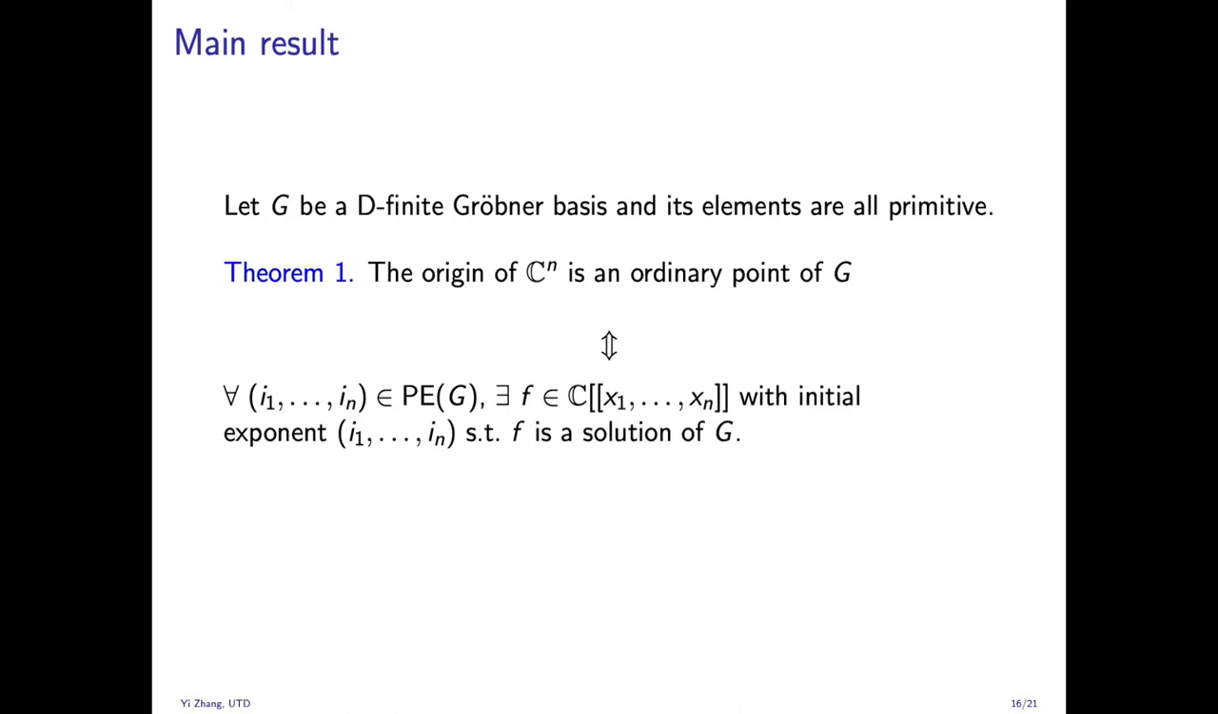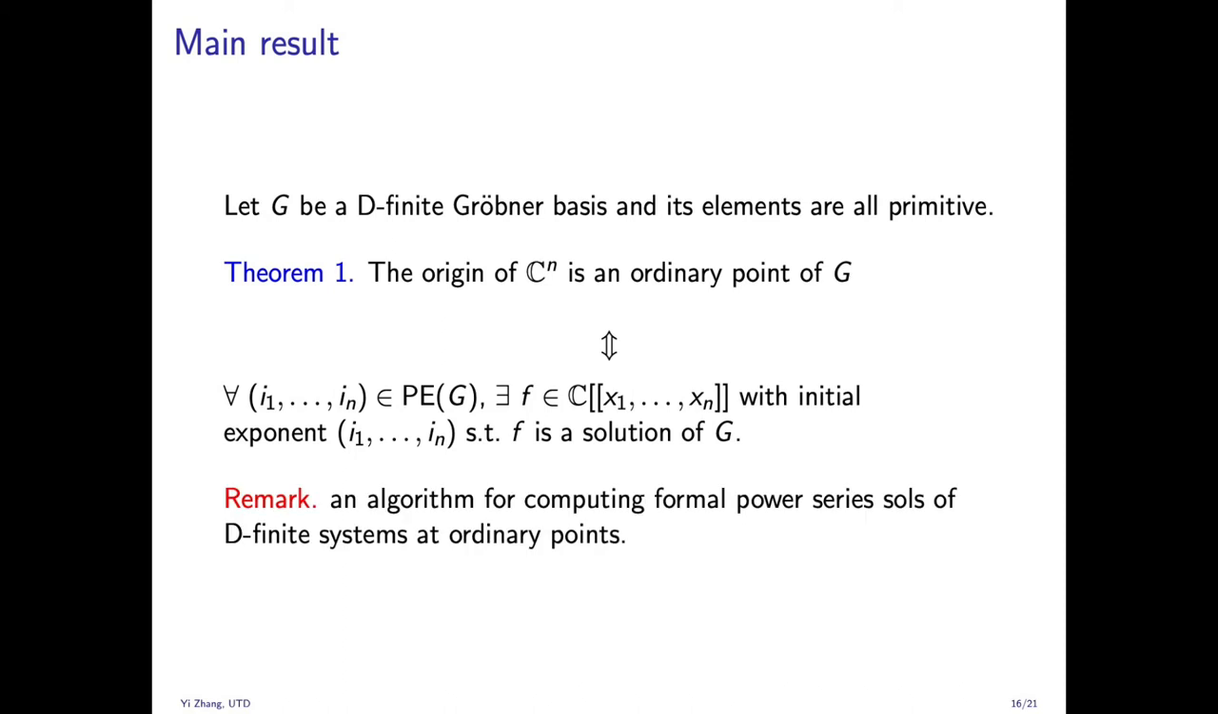Now we can state our main result. Let's assume that G is a definite Gröbner basis and all its elements are primitive. Then we give a characterization for the ordinary points of a definite system. The origin is an ordinary point of G if and only if for each exponent in the parametric set of G, there exists a formal power series solution with that exponent. If we reduce this theorem to the univariate case, it's exactly the same as Fuchs' result. Yes, this is one of the main results of our paper.